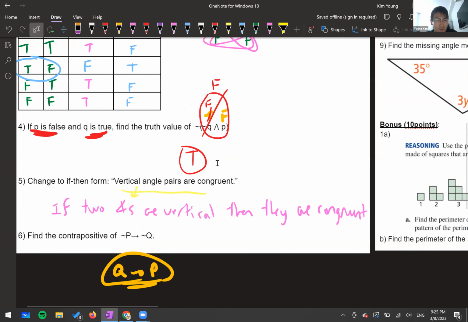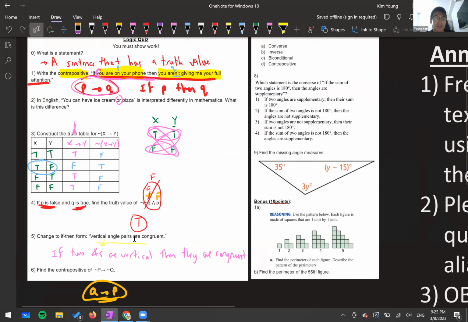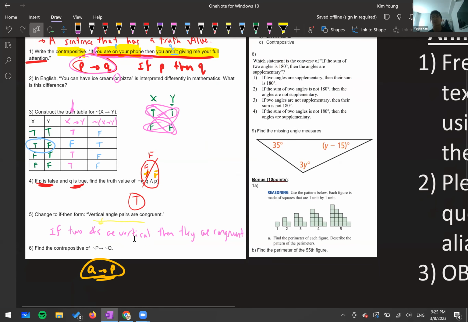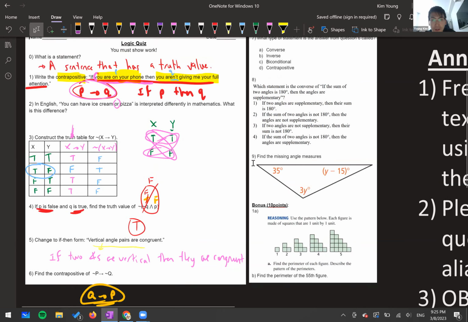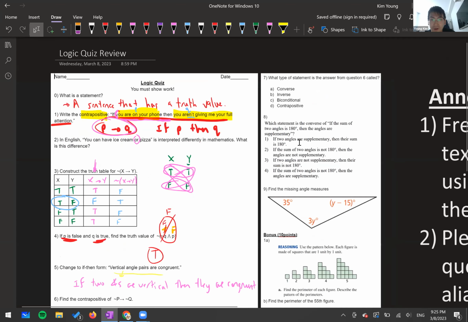The reason why I gave so many of these contrapositive examples is because they're really useful, especially in higher math and when you're proving things, proving statements. Sometimes a proof technique is, instead of proving the direct conditional, and usually many statements in math are in the if-then form, the conditional, it's sometimes easier to prove the contrapositive. Okay, cool. What type of statement is the answer from question 6 called?